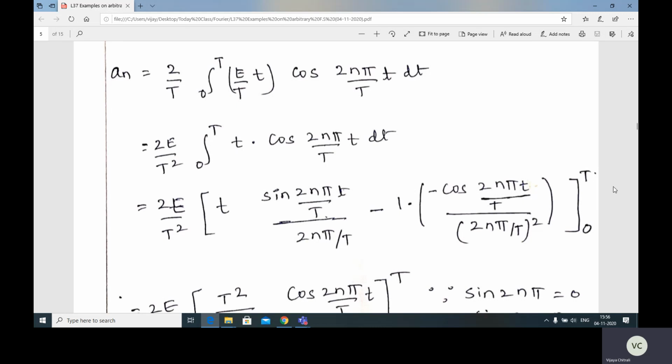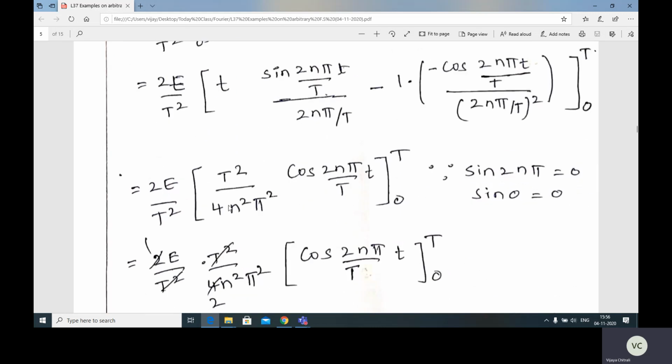Now at both the upper and lower limit, this sine function is 0. Only you substitute limits for this. This minus and this minus is plus, 2E divided by T square into 4n square pi square. So the reciprocal of this, 2n pi divided by T raised to 2, is T square divided by 4n square pi square cos 2n pi t divided by capital T, limits 0 to T.